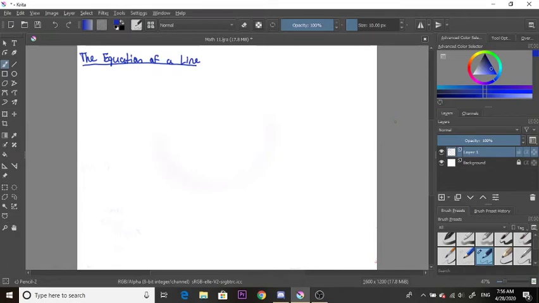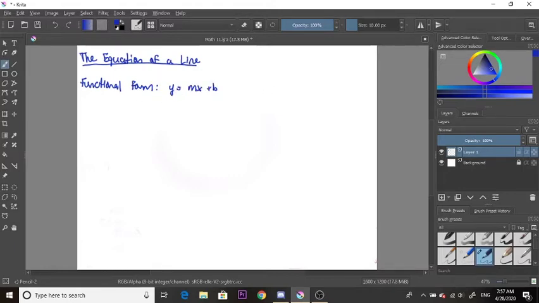Today we're going to talk about the equation of a line. Now, when we describe a line using a formula, there are two ways that we can do it. We can use the functional form, which is y is equal to mx plus b.